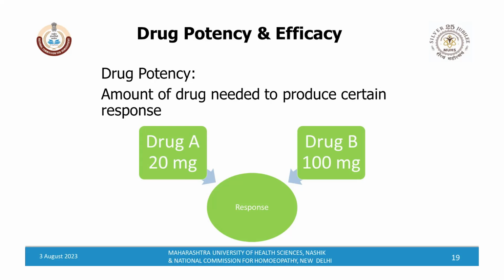Let's take one arbitrary example. Say 20 mg of drug A produces a particular action. And now to produce the same action, 100 mg of drug B is needed. So if I have to compare drug A and drug B, I can say that drug A is more potent than drug B, because drug A produces the action in only 20 mg, while to produce the same action, drug B requires more concentration. So drug A becomes more potent than drug B.